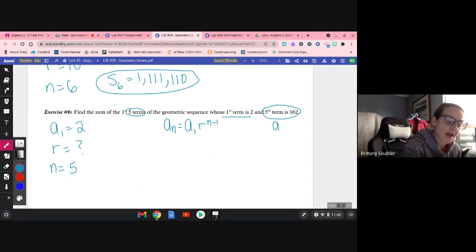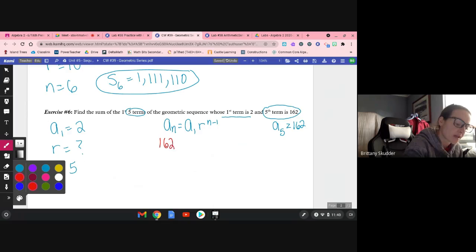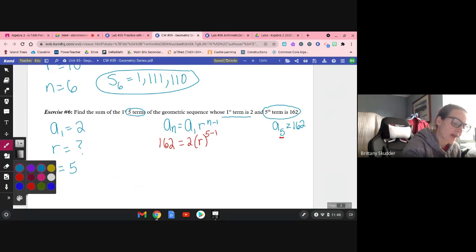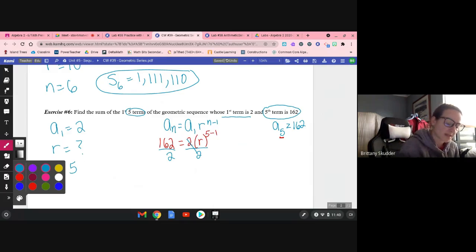We know A5 is equal to 162. We're going to plug that in. So 162 is equal to 2 times R to the n, which was 5, minus 1. First step, just like before, let's divide by 2. And 162 divided by 2 is 81, equals R to the 5 minus 1, which is 4.